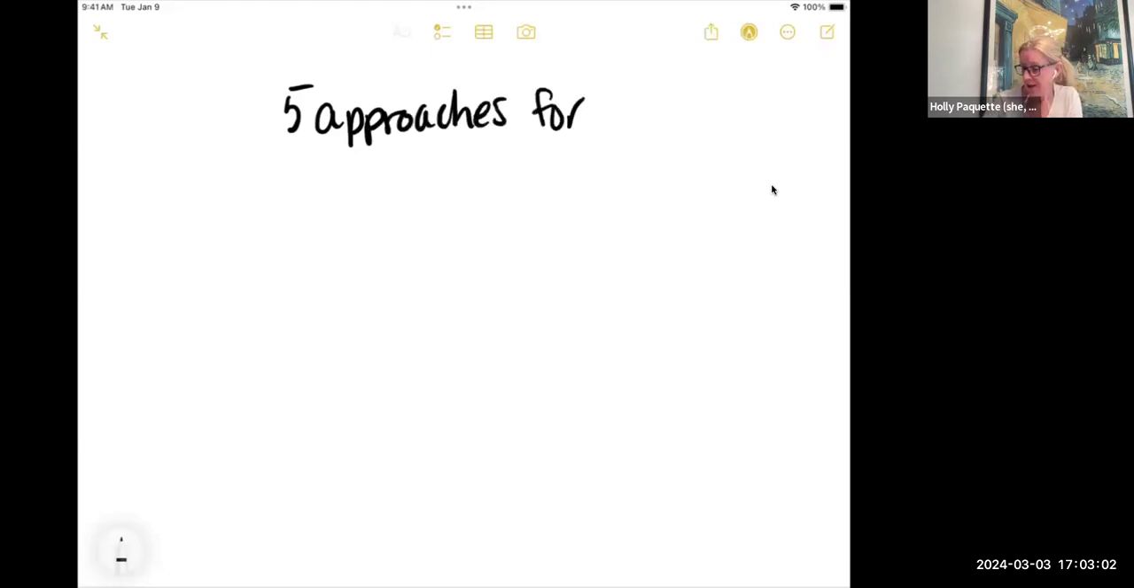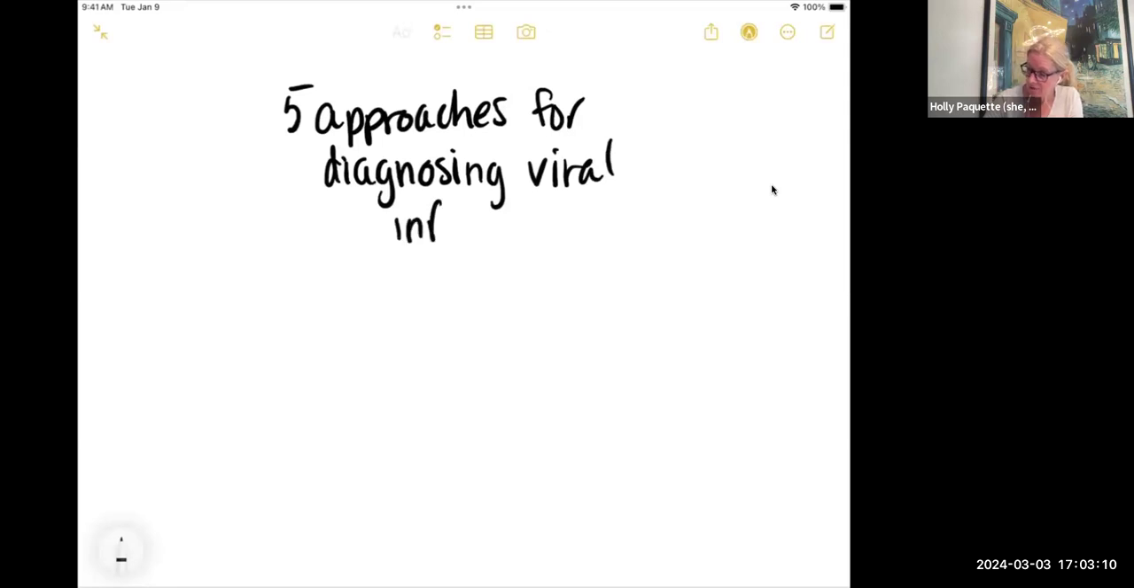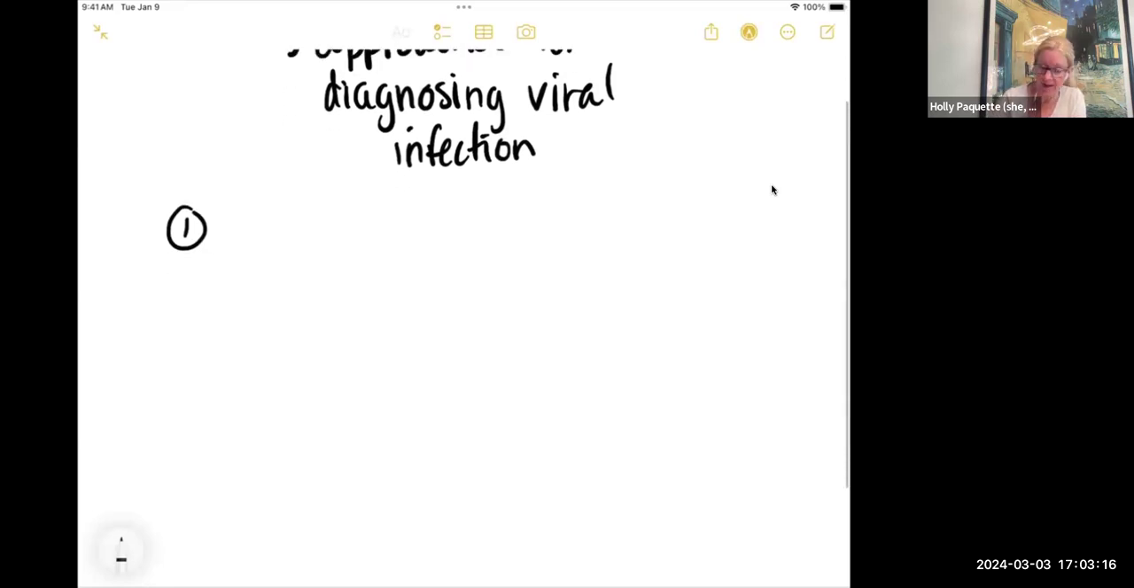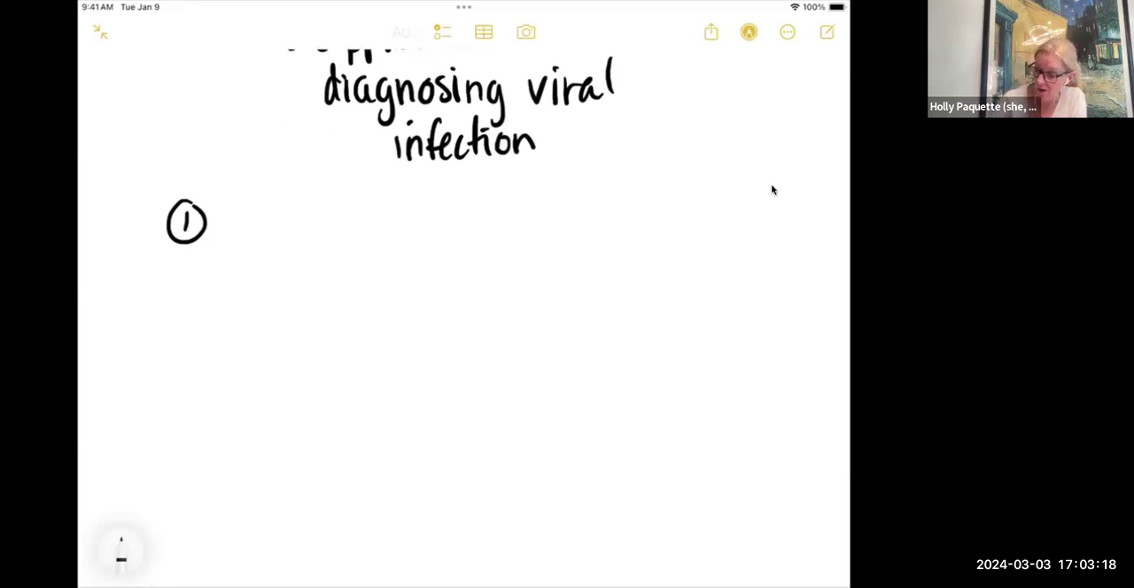for diagnosing a viral infection, right? A viral infection. I'll briefly talk about it, but we'll get to these in just a second in the lecture. The first one is what we call microscopy. So this means that we look at a sample under the microscope.